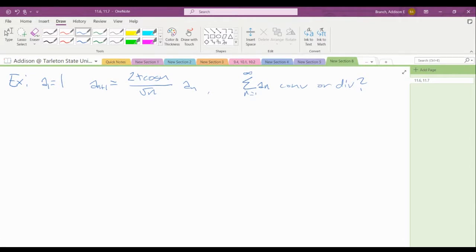So when we look at this, it's easy at first to say it's hard to see what we're looking at. But you have to remember, they give us our a sub n plus 1 right here. And even though they don't tell us exactly what a sub n is, we can still use that to our advantage when we're doing our ratio test. So what we can do is divide both sides of these by a sub n.